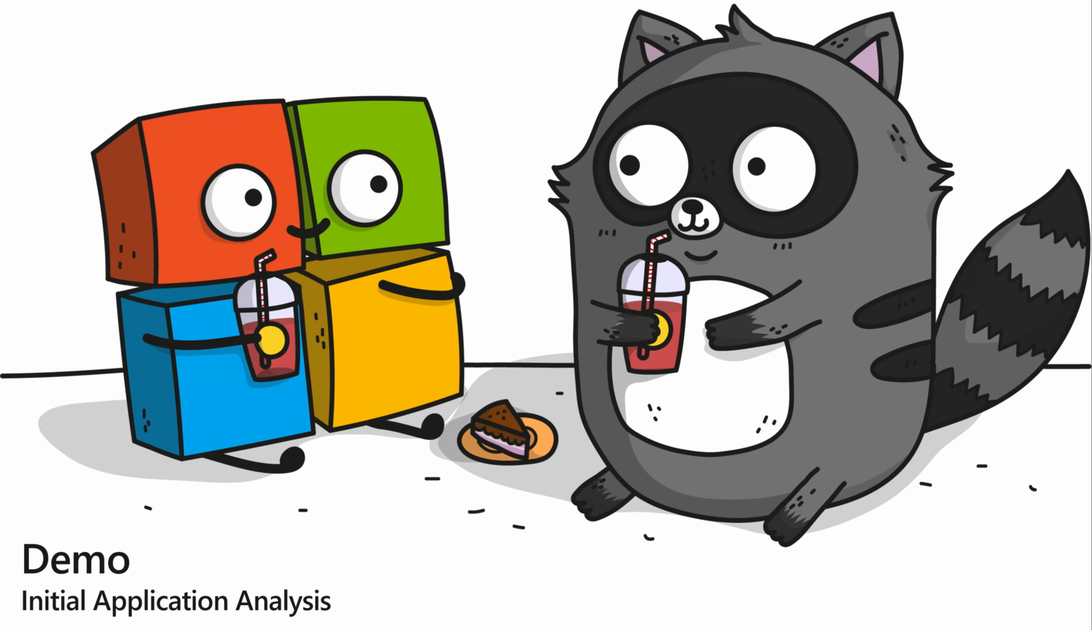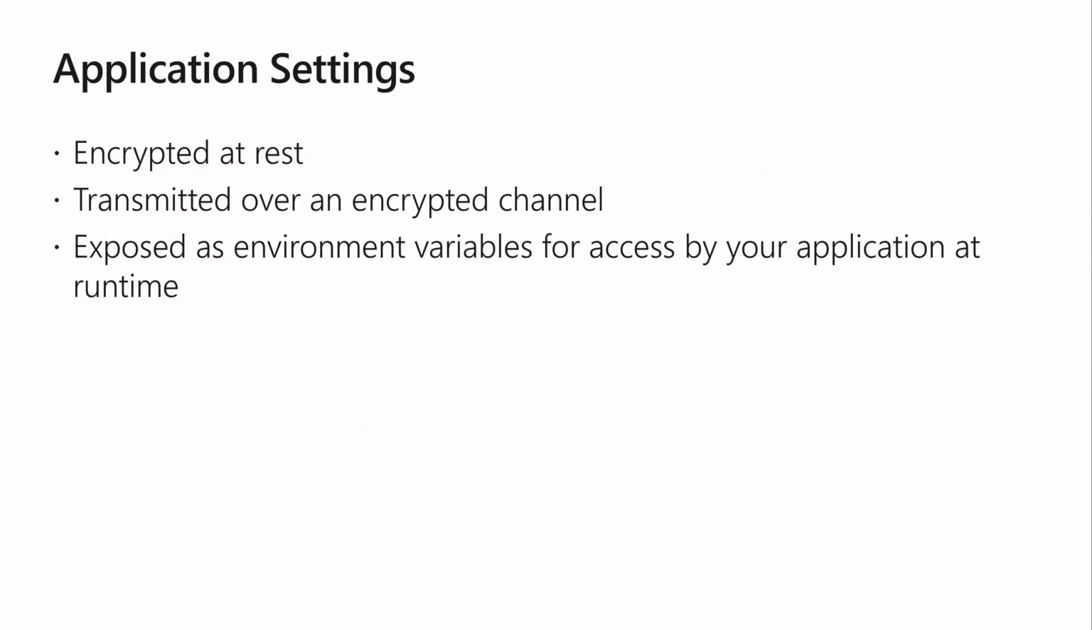Okay. So by doing this, what did you get? We call these application settings that we have here. We're talking about something that is encrypted at rest. It's also transmitted over an encrypted channel, and it's going to be exposed as an environment variable to be accessed by your application at runtime.